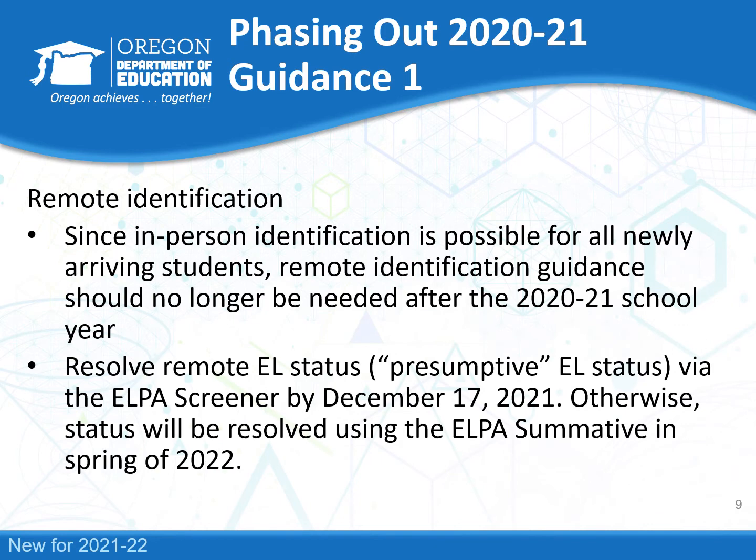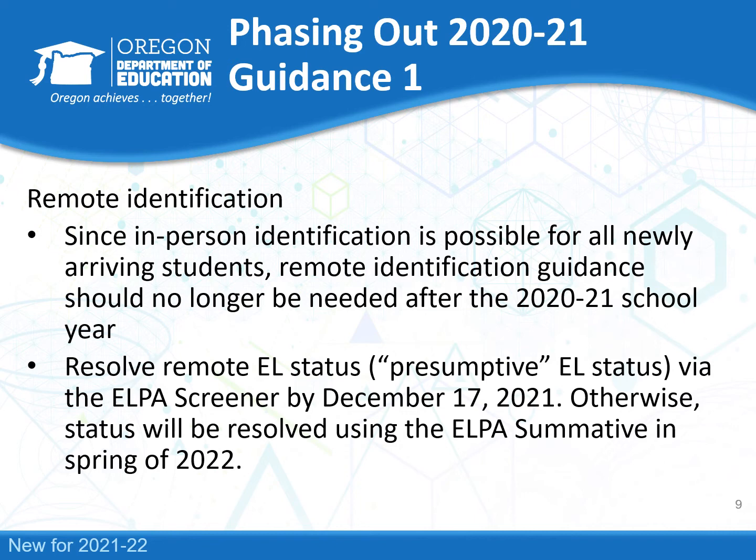Currently, we expect health and safety conditions to improve, such that in the 2021-22 school year, even if some students are receiving instruction through distance learning, newly arriving students can be screened in person. Therefore, provisions for remotely identifying newly arriving students should no longer be necessary.